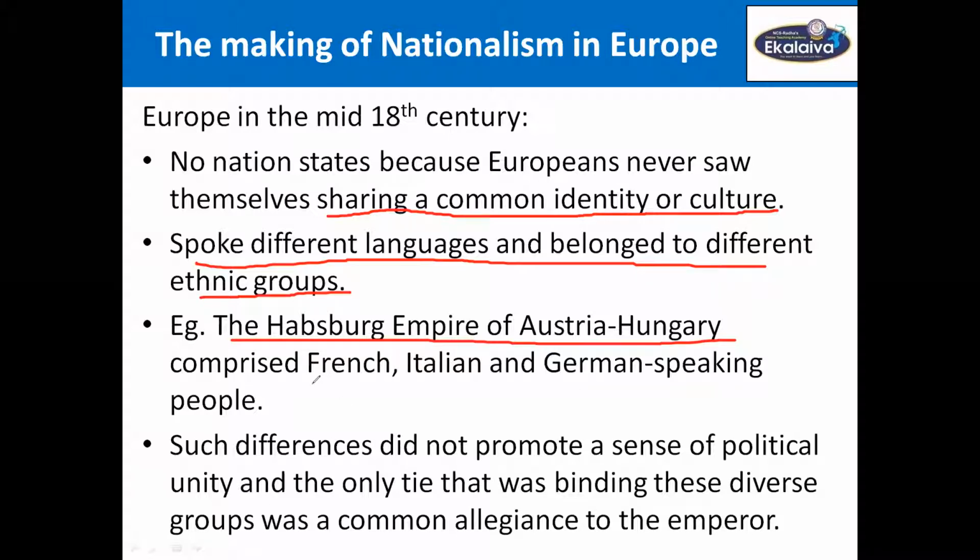It had three dominant groups, that is French, Italian, and German-speaking people. Now, these territories were divided into kingdoms, duchies, and cantons, whose rulers had their autonomous territories. And Eastern and Central Europe were under autocratic monarchies within the territories where diverse people lived. They did not see themselves as sharing a collective identity or a common culture, as we have seen here.